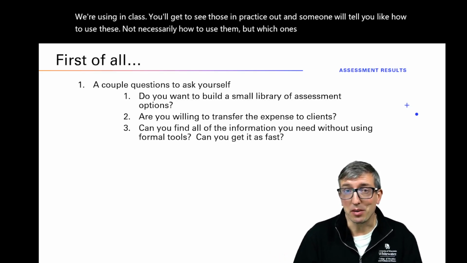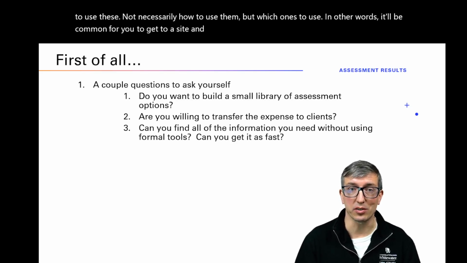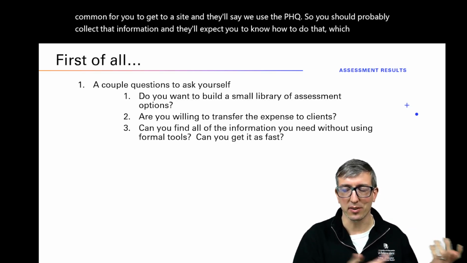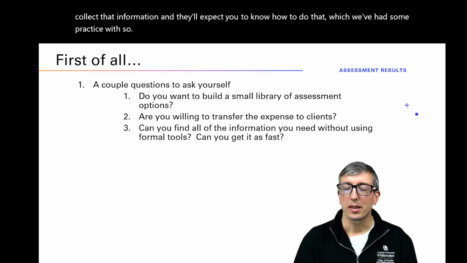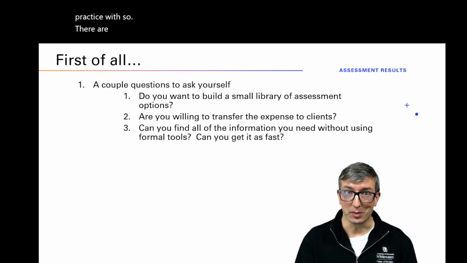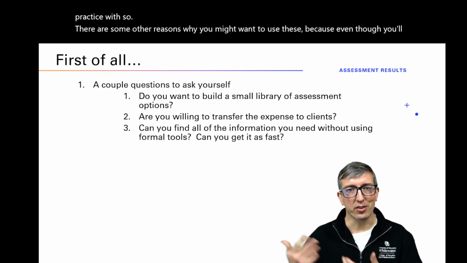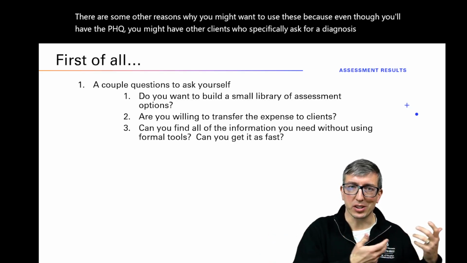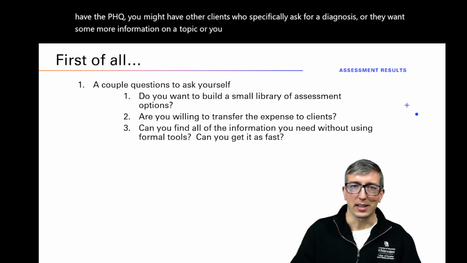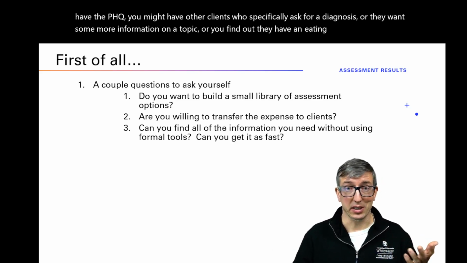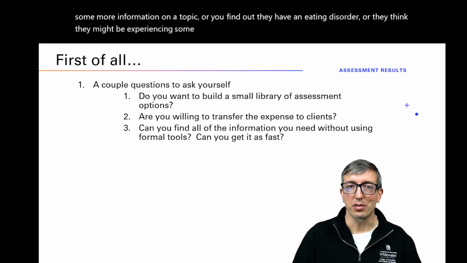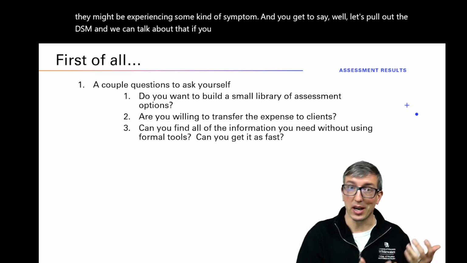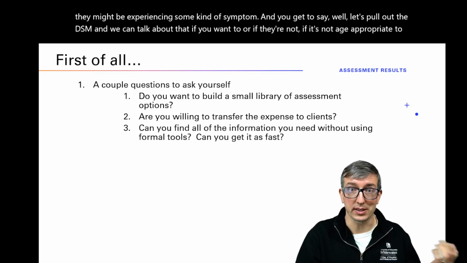In other words, it'll be common for you to get to a site and they'll say we use the PHQ, so you should probably collect that information, and they'll expect you to know how to do that, which we've had some practice with. So there are some other reasons why you might want to use these, because even though you'll have the PHQ, you might have other clients who specifically ask for a diagnosis, or they want some more information on a topic, or you find out they have an eating disorder, or they think they might be experiencing some kind of symptom. And you get to say, well, let's pull out the DSM and we can talk about that if you want to, or if it's not age appropriate to do that for whatever reason.